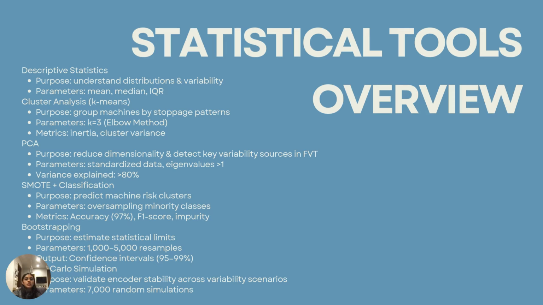And for the Maytag FBT dataset, we used PCA to reduce dimensionality and identify the variables that explain the most variability in the dataset. PCA requires standardized data, and we selected components based on the eigenvalues and variance explained. To estimate statistical limits, we use bootstrapping with 95 to 99% confidence intervals, and finally, Monte Carlo simulation that allowed us to test encoder behaviors across thousands of random scenarios. Together, these tools allowed us to model reliability, define test limits, and create predictive decision support for Flex.